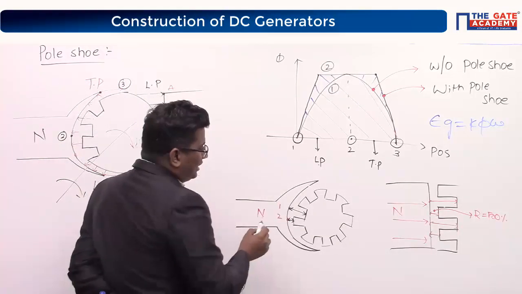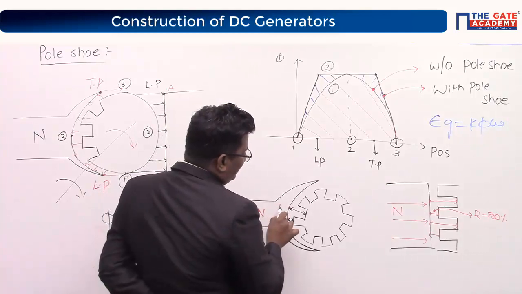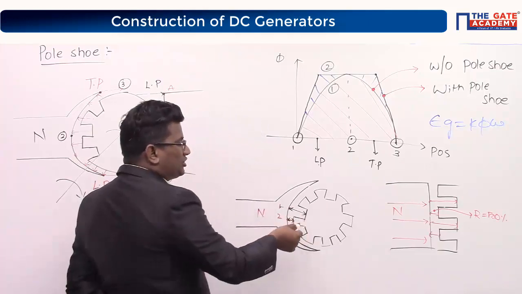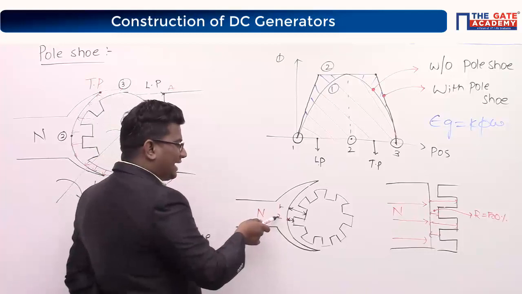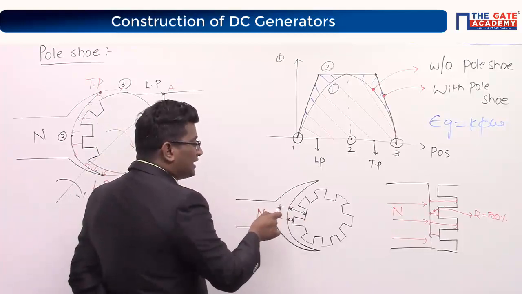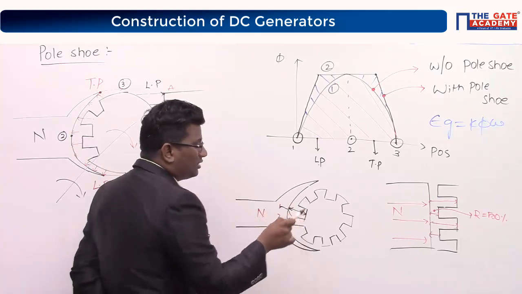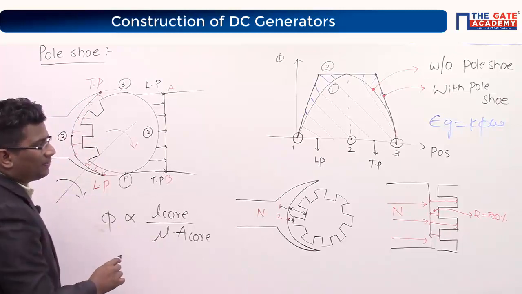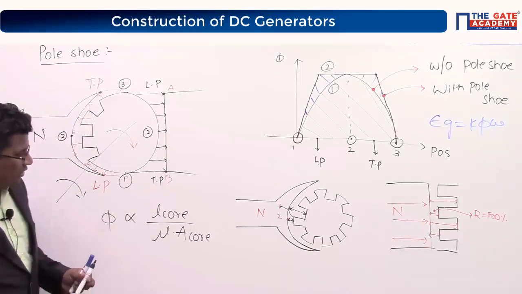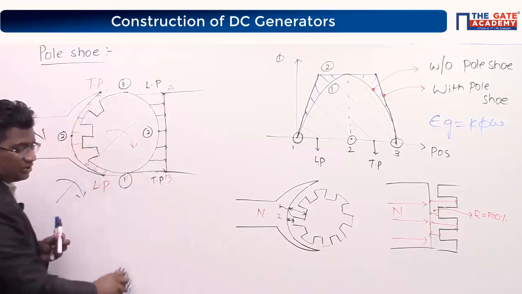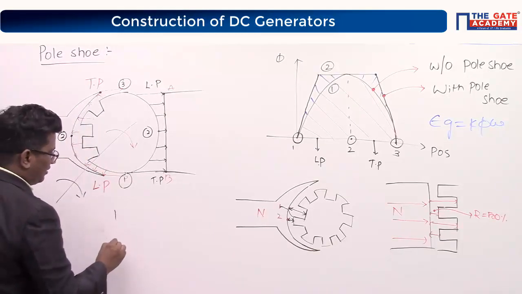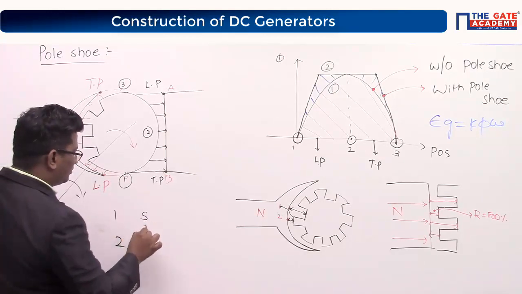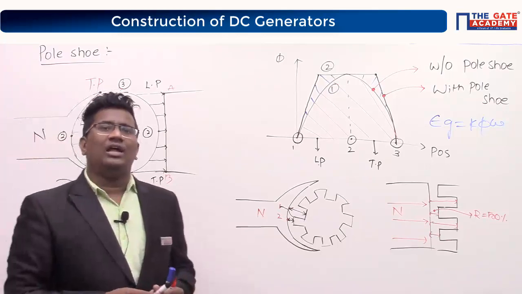Now you tell me. Right now, flux is coming from position 1. Which position will it choose, slot position or teeth position? Flux will try to move in the teeth region only. I want to take this out because we know flux is inversely proportional to reluctance. Position 1, position 2. Position 1 is slot, position 2 is teeth.